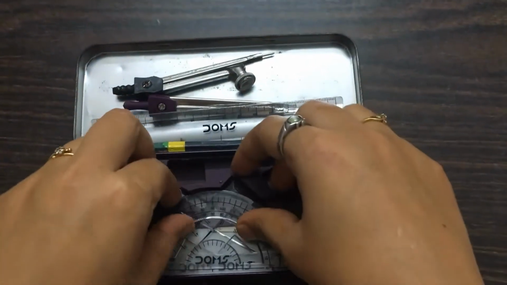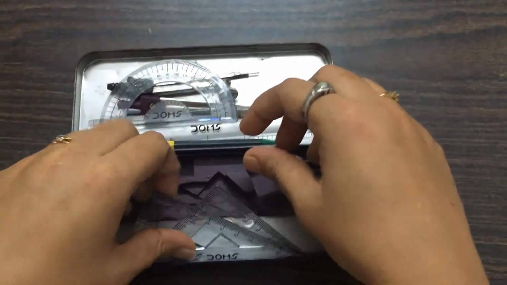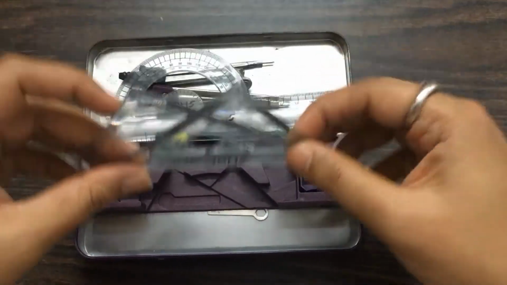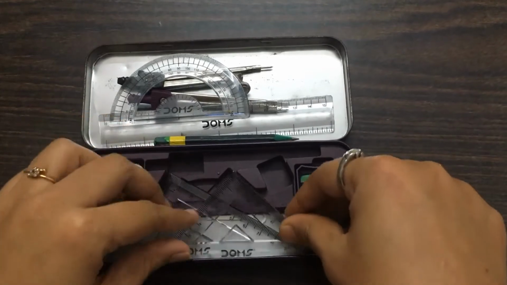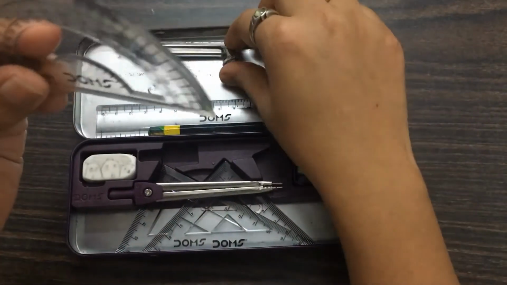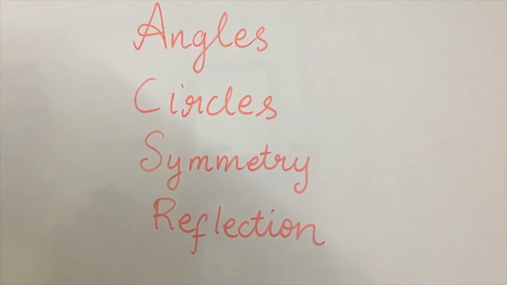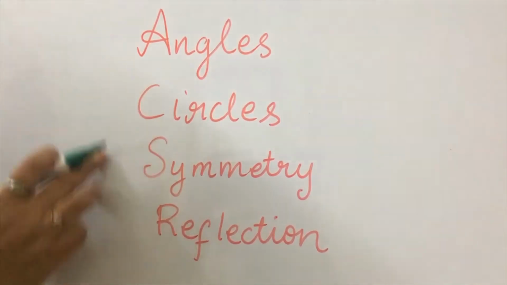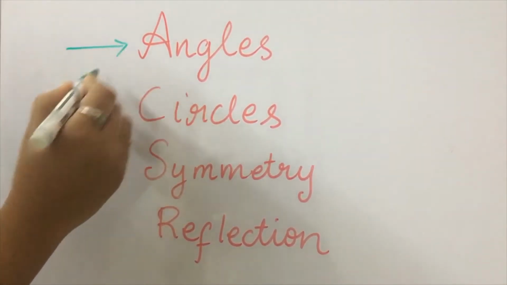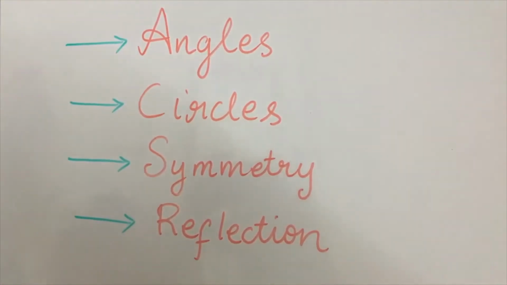This is the protractor and these are set squares. We will not be using the set squares and the divider. We will be using the protractor and the compass. In today's video, we are going to learn about these following topics: angles, circles, symmetry and reflection.